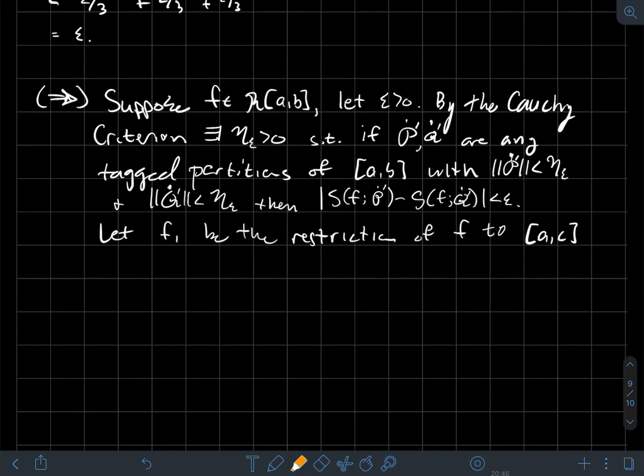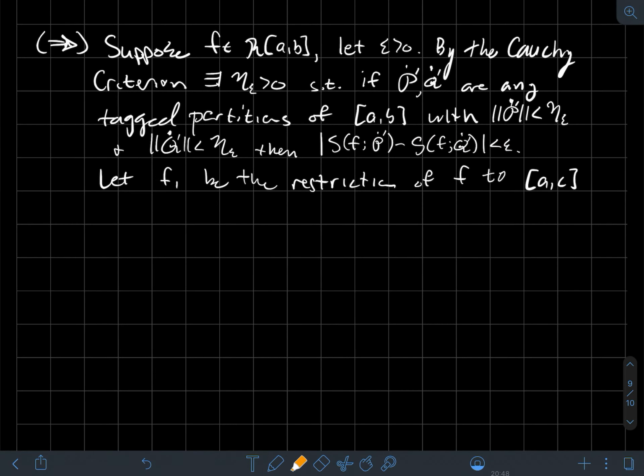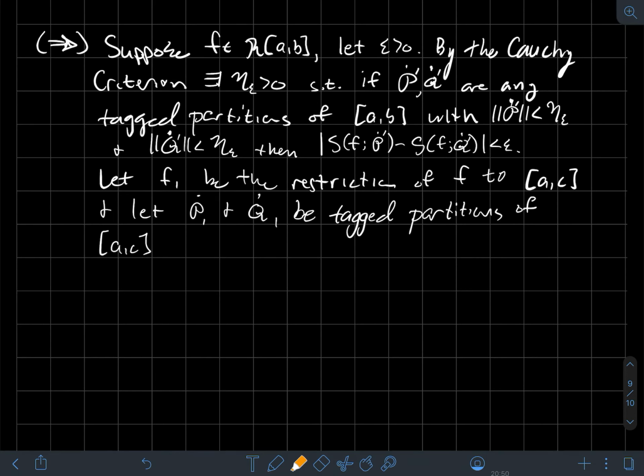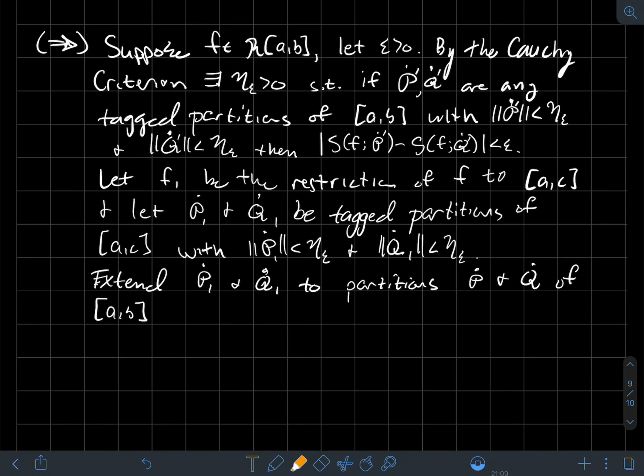So let's let f1 again be the restriction of f to A to C, and let's let P1 dot and Q1 dot be tagged partitions from A to C. And now we're kind of going to go the other way, where I want to try to show that f1 is Riemann integrable here. So let's suppose that P1 dot and Q1 dot both have a norm that's smaller than this eta. So what we're going to do is, these are both partitions from A to C.